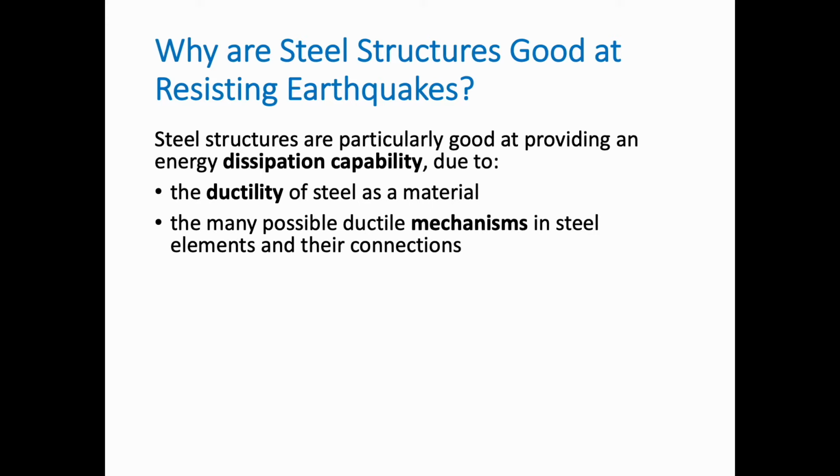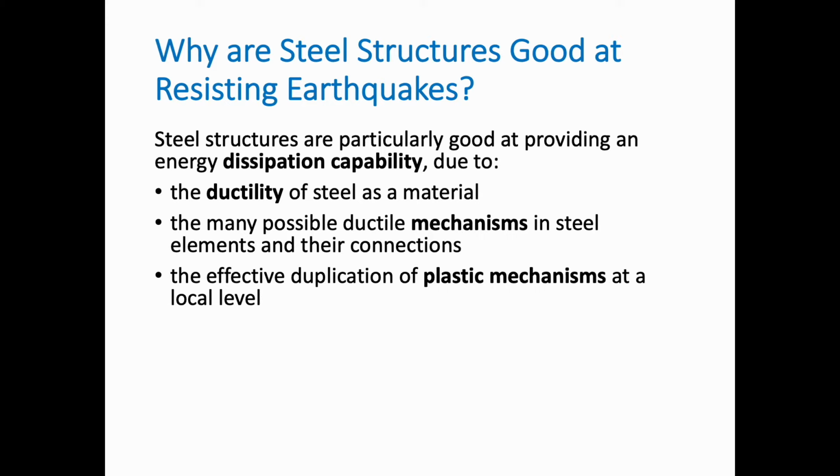The many possible ductile mechanisms that we can achieve in steel elements and their connections also give us more freedom in order to design the structure as we like it and to move, let's say, the ductility point, or the damage control, or the plastic hinge where we want. So we have the freedom to locate it in different places, given the different failure mechanisms that we achieve. And the effective duplication of plastic mechanisms at a local level is again part of that.